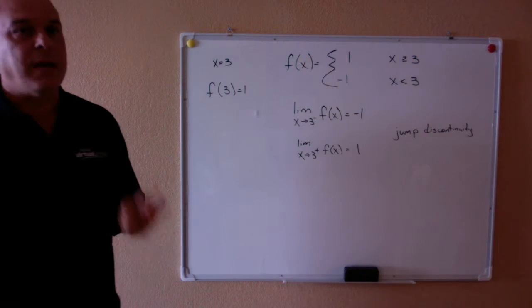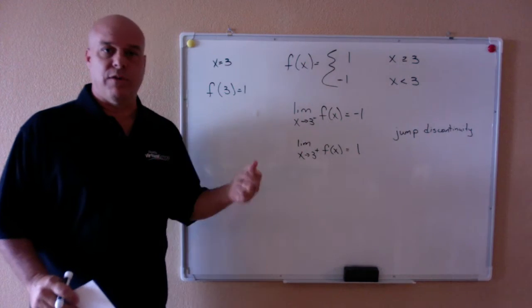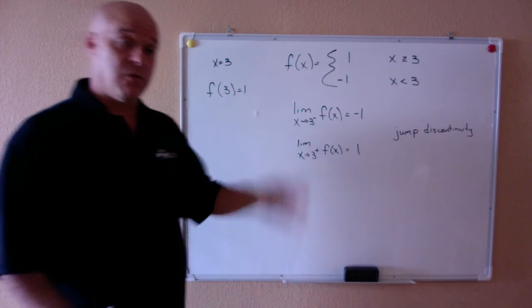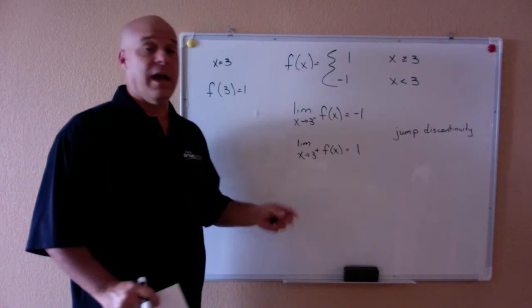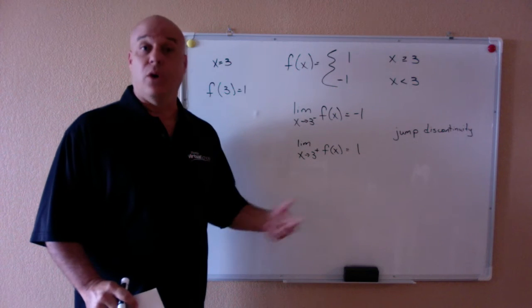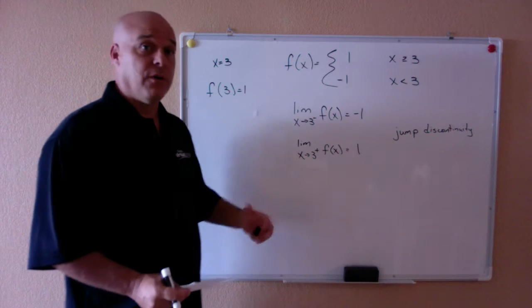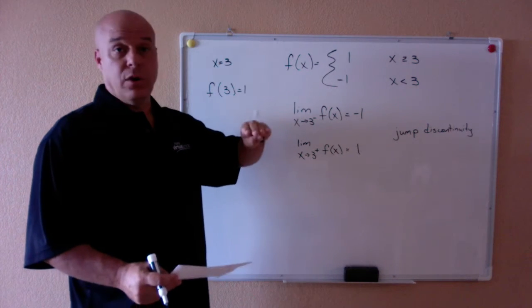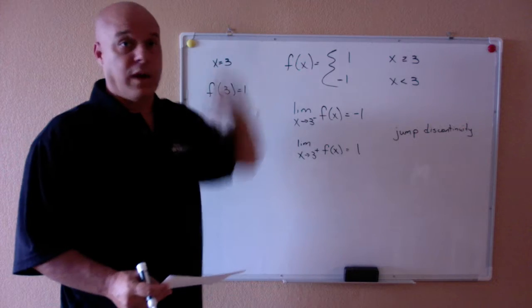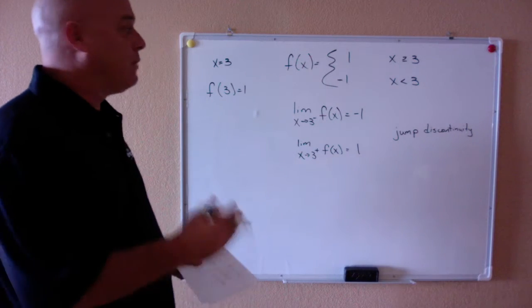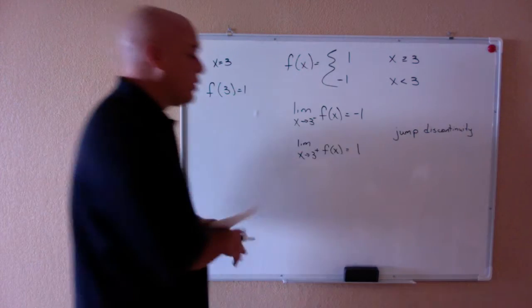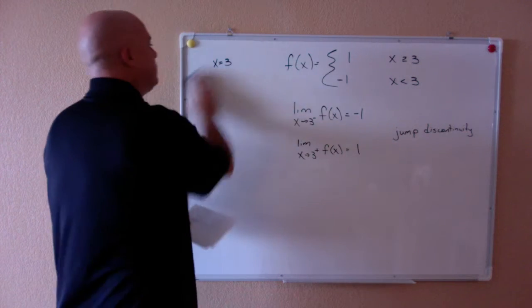Okay, so there are 3 different types of discontinuities that we can run into. We've got the infinite discontinuity, where we have a vertical asymptote in the graph. We have a removable discontinuity, or a hole in the graph. And then the third one is the jump discontinuity, where the function actually jumps from one value directly to the other value. All 3 of those things are going to cause discontinuity. So let's take a look at one more here.